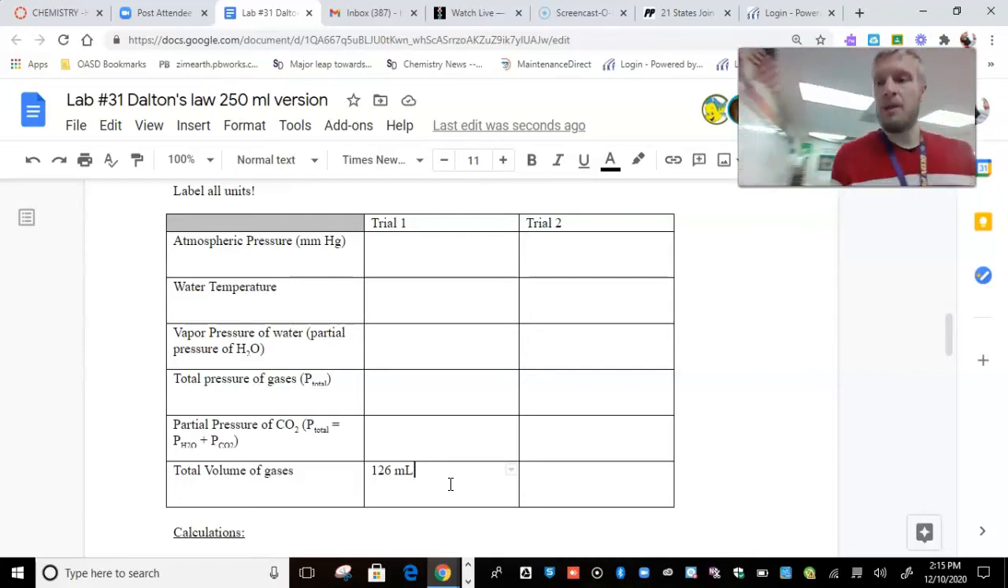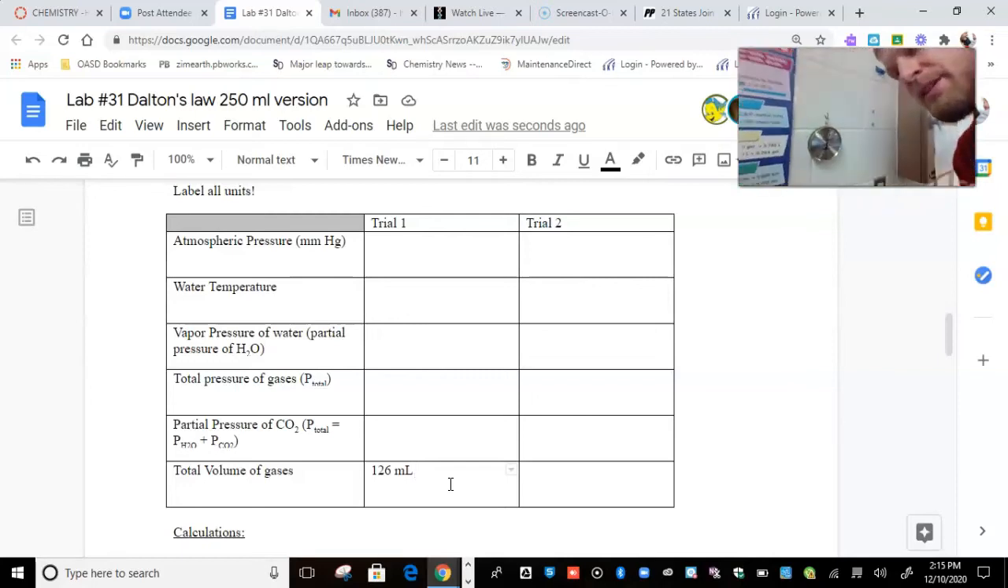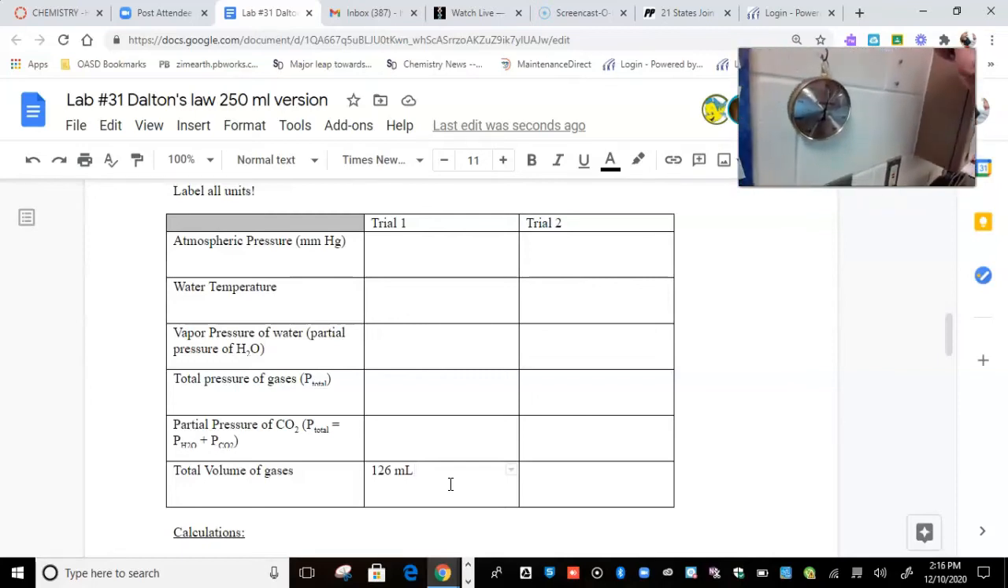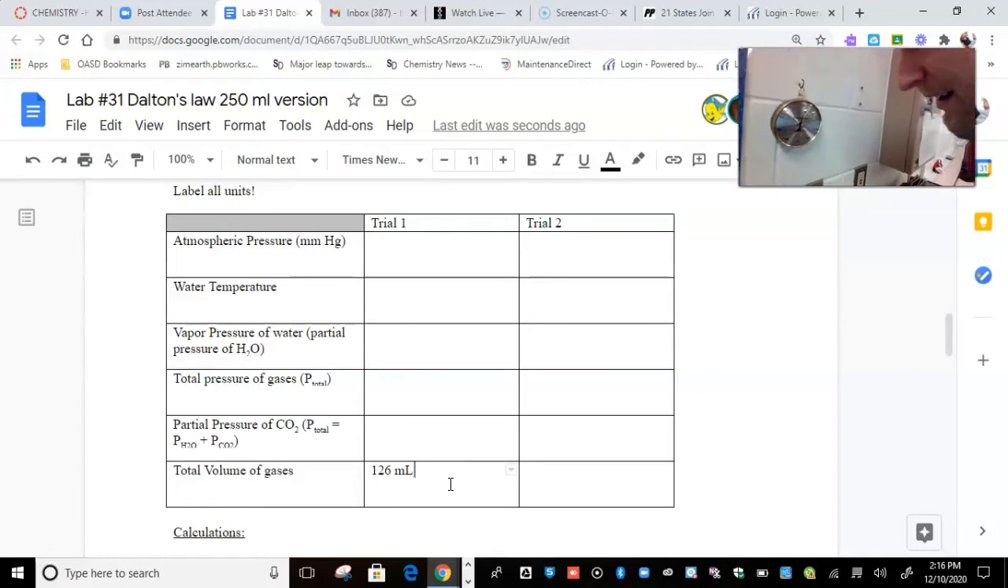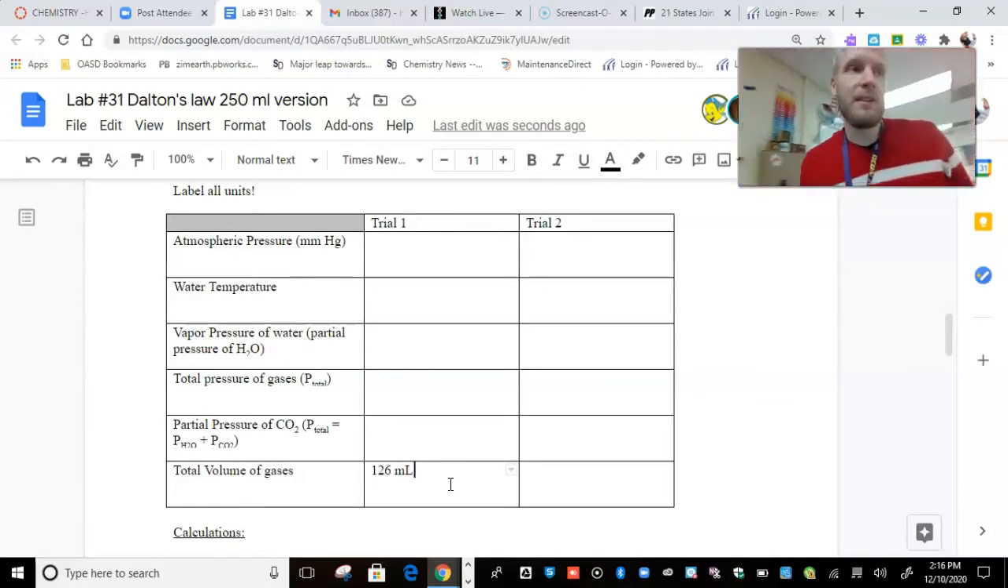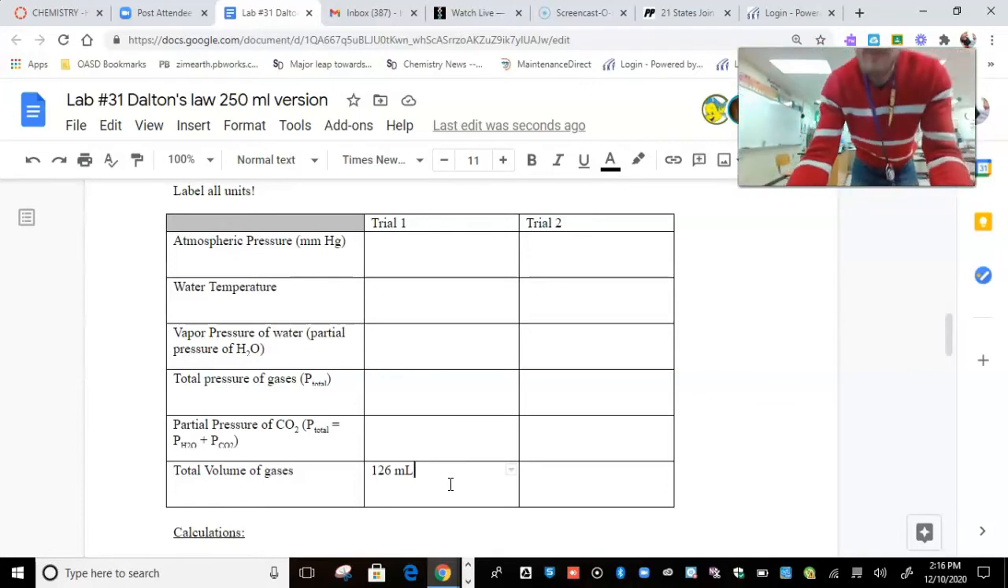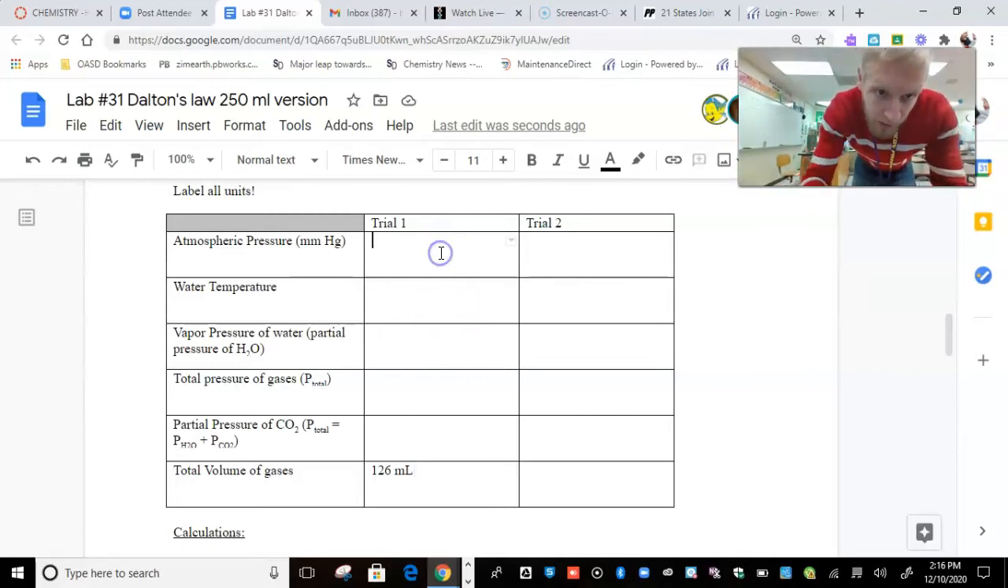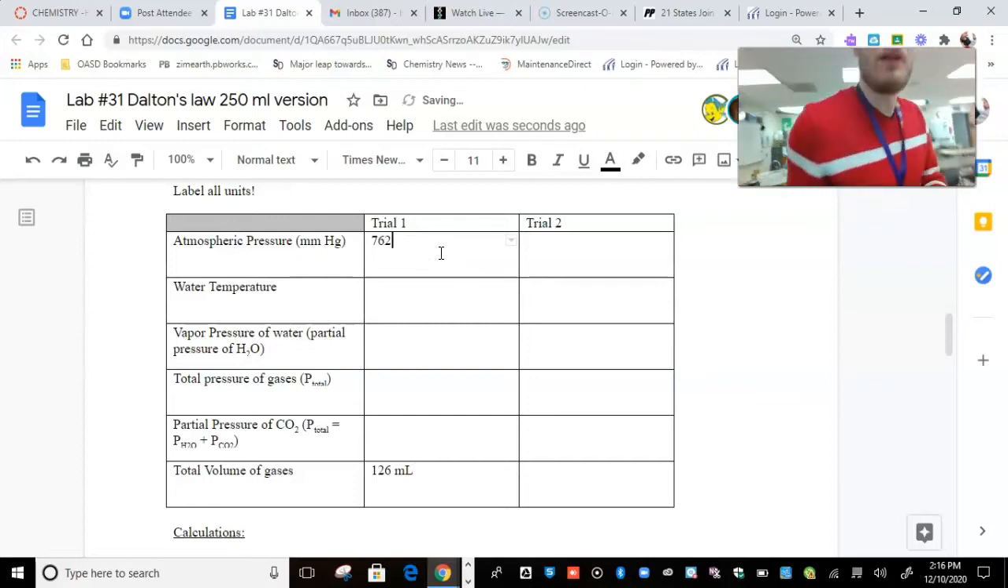Right over here is our barometer. Let's see, can we see that? There it is. And it's at 762. So we're going to write 762 for our atmospheric pressure. That's millimeters of mercury.